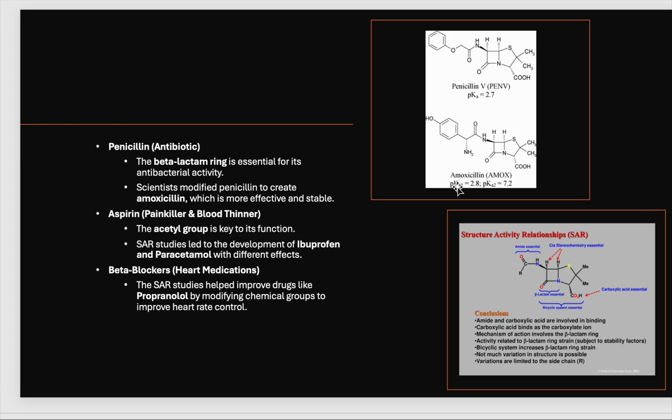Same was the case with aspirin. I haven't added the SAR of aspirin, but they did SAR on aspirin as well, and on beta blockers, and that's how they came up with different medicines like paracetamol and ibuprofen, and for beta blockers they came up with propranolol. So that's how they come up with different and better drugs.